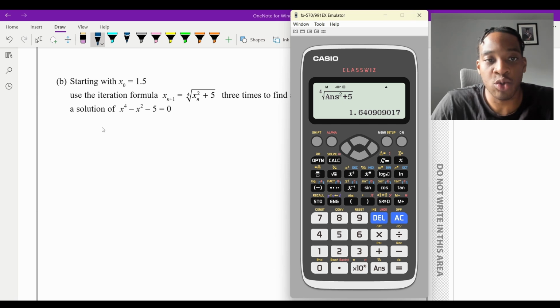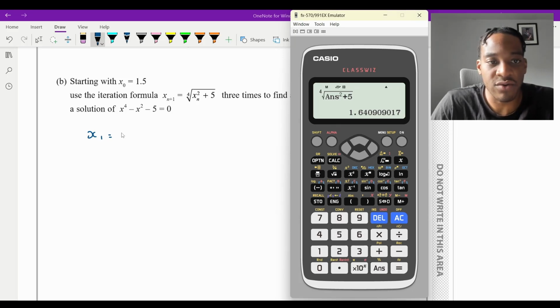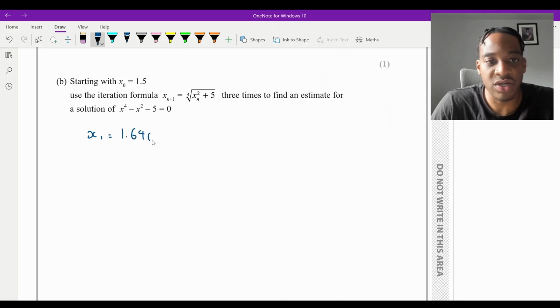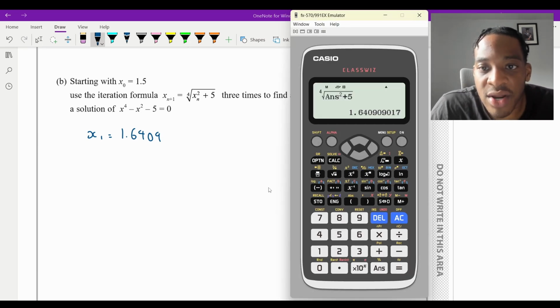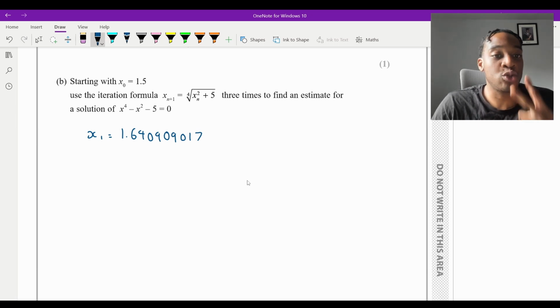Now remember, this was x naught, right? So this number here will be x1. So x1 is equal to that number there, 1.6409 09017. This is x1. It says we need to use it 3 times. We've only used it once, so we need to do it 2 more times.